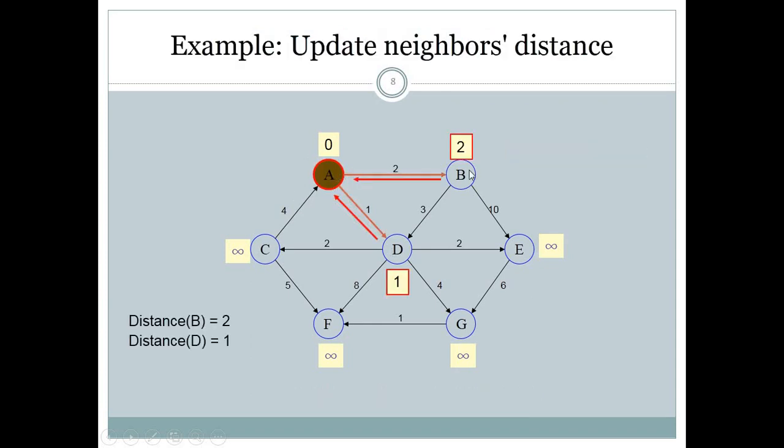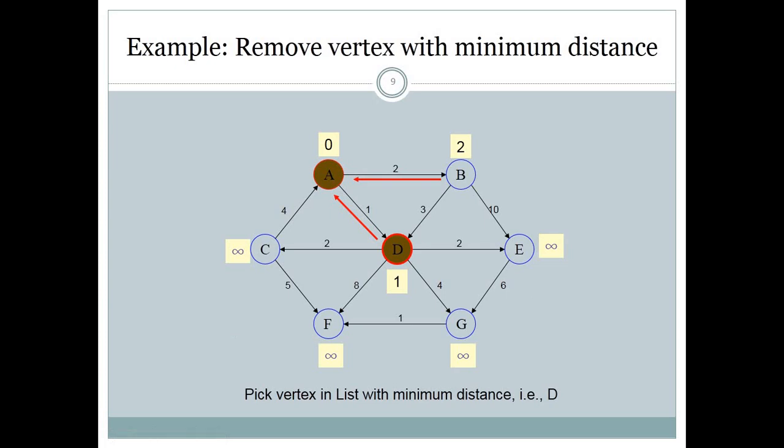So from A to B, the shortest path will be 2. We will allocate the shortest path in this manner, on the top or on the side of the node. So here A to B shortest distance is 2, and from A to D shortest distance is 1. So distance B is 2 and distance D is 1. Now let's consider the node which has the shortest distance. From the B and D nodes, we will consider the node that has the shortest path. So the shortest path is D.